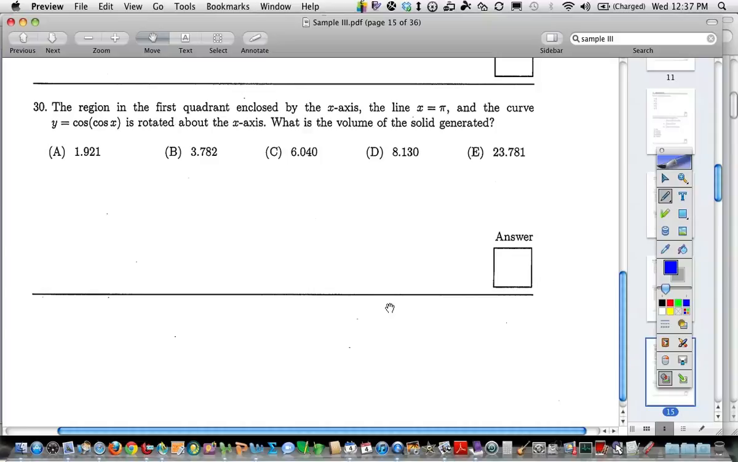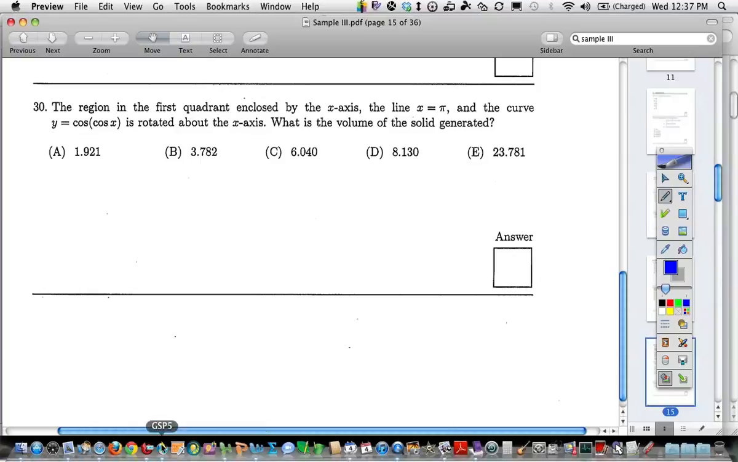The region in the first quadrant enclosed by the x-axis, the line x equals pi, the curve y equals cosine of x, is rotated about the x-axis. What is the volume of the solid?